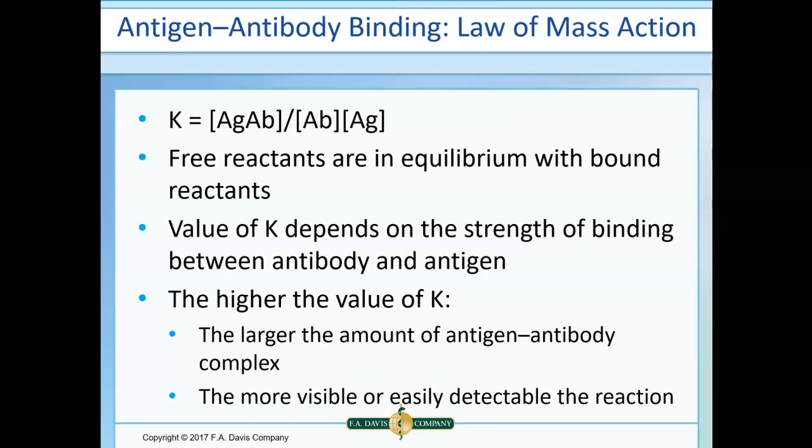So there is a law of massive action. I'm not going to make you do any calculations like this on your test, but there is kind of a way that these fit together. So the free reactants are in equilibrium with a bound reactant. You can see antigen-antibody binding divided by the antibody concentration. The antigen concentration is what's in this calculation above. And the value of K depends on the strength of the binding between the antibody and the antigen. The higher the value of K, which is that strength, the larger the amount of antigen-antibody complex that we'll see, and the easier it is for us as laboratorians to be able to detect the reaction.